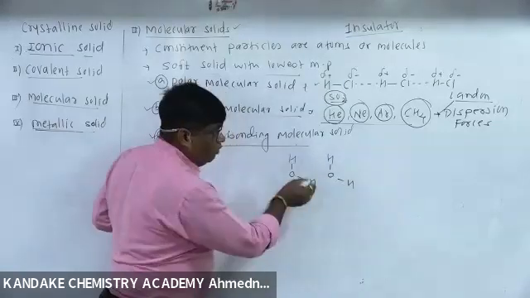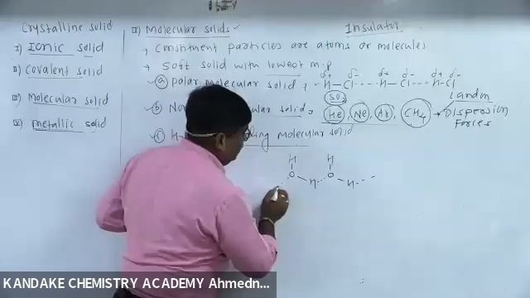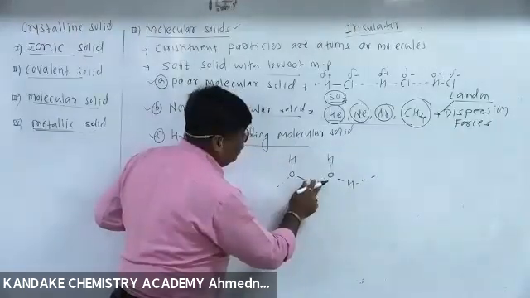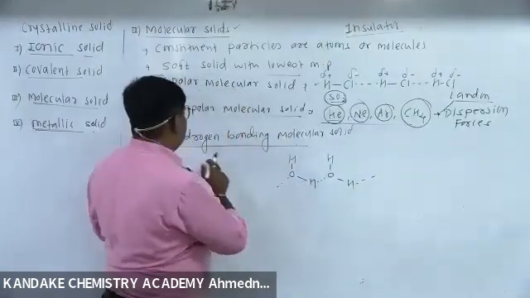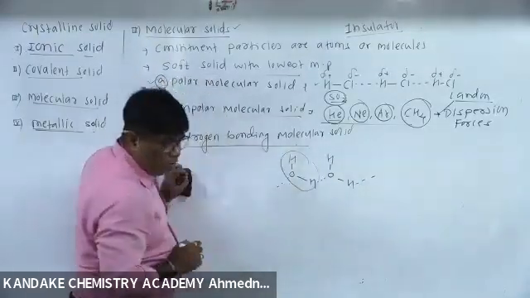OH. So what is it? It is the water, H2O. Then it is the dotted line. And this bonding is called which bonding? Intermolecular. And such type of solids are called hydrogen bonding. Here the constituent particle is the water molecule.